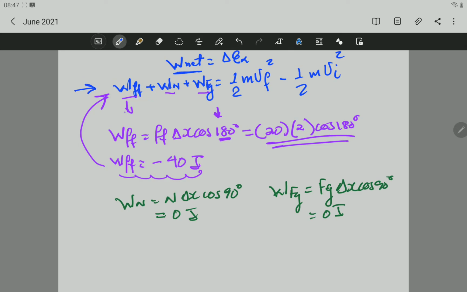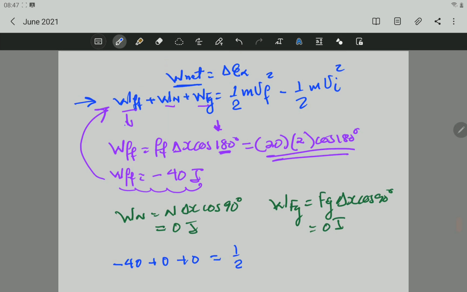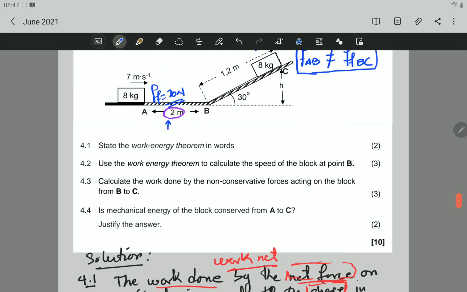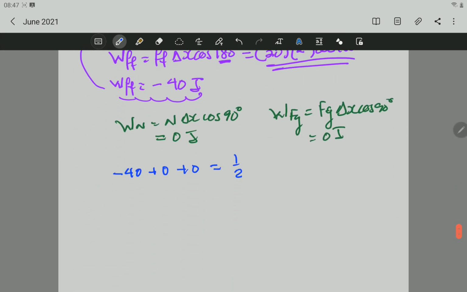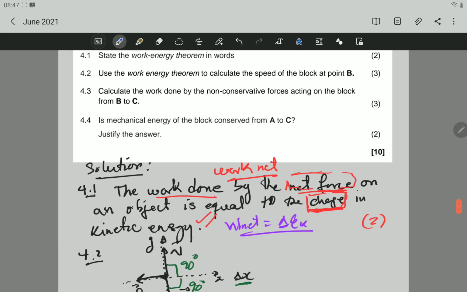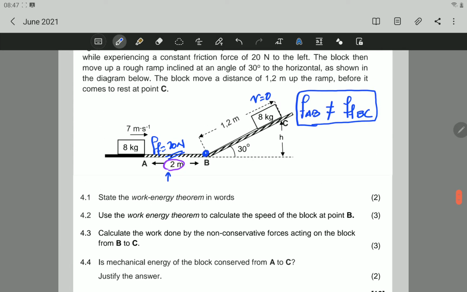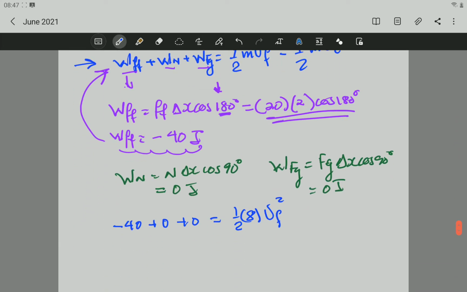I'm going to substitute the numbers into that equation. Now here we have minus 40 plus 0 equal to half. The mass is, let's go back to not make a mistake, 8 kilograms, multiplied by the final speed to the power 2. This final speed to the power 2 is the speed with which the block is going to arrive at this specific point. That is what we are looking for. What is the speed of the block at that point, which in this case is the final for AB?